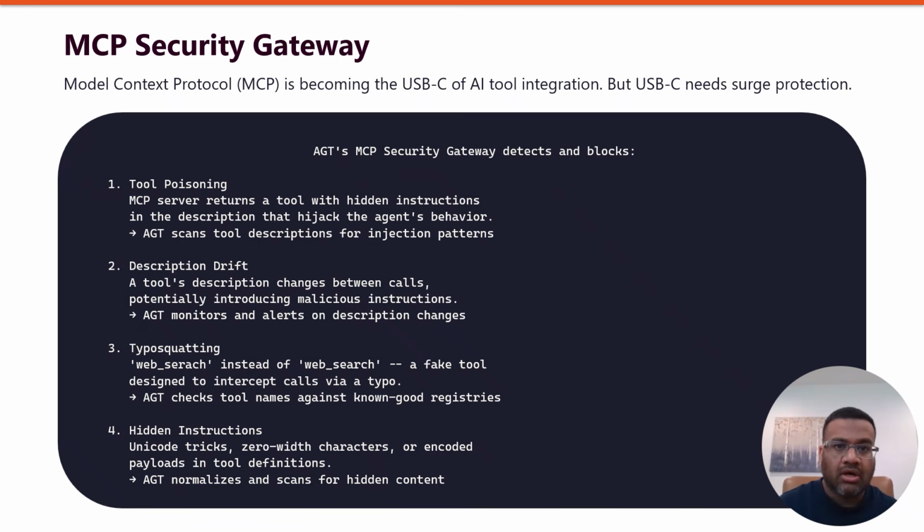Second, description drift. A tool's description changes between calls. The first time your agent calls it, the description is benign. The second time, it has been modified to include malicious instructions. AGT monitors descriptions and alerts on changes.